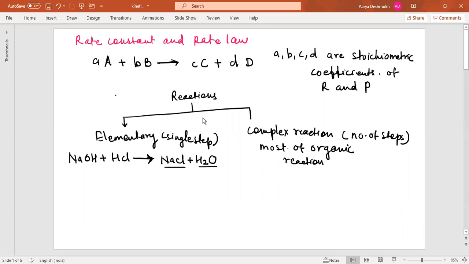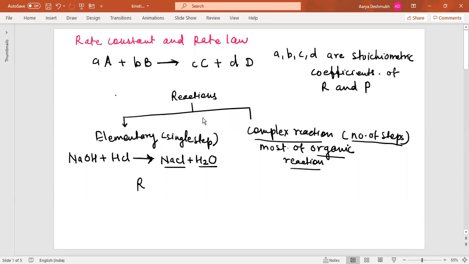Whereas in most organic reactions we need to use some catalyst, intermediate products are there, and then you will get the final product. Number of organic reaction examples can be given, but I'll restrict myself. I'll not discuss more about this. Just understand, complex reactions are those which occur in a number of steps.